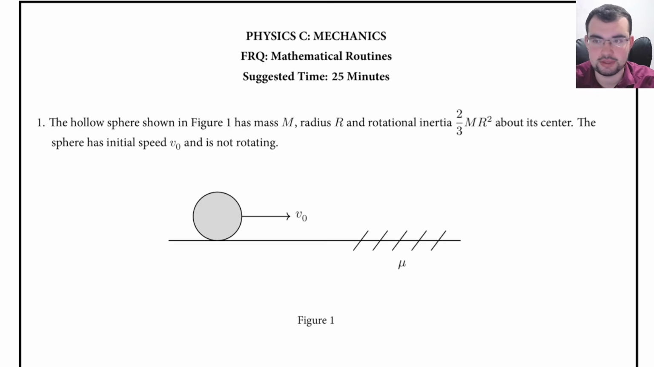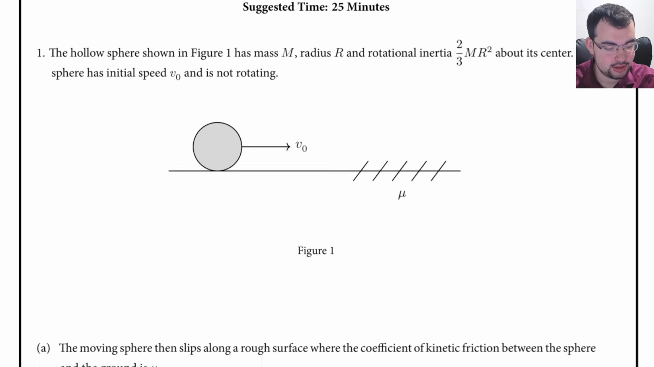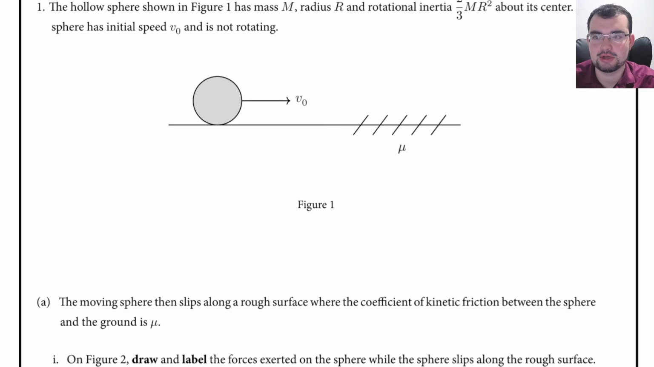We have a hollow sphere with mass m, radius r, and rotational inertia 2/3 mr squared. So we know this is going to be a rotating question. We send it at a speed v0 towards this rough patch where the friction coefficient is mu. It's actually kinetic friction because we have slipping. And we're going to be interested in a couple things here.